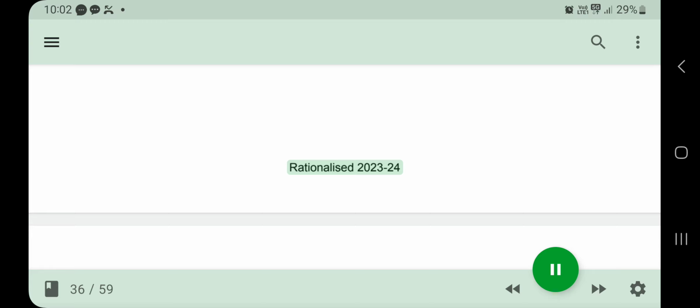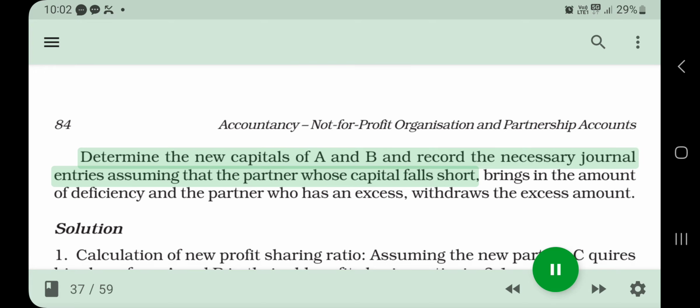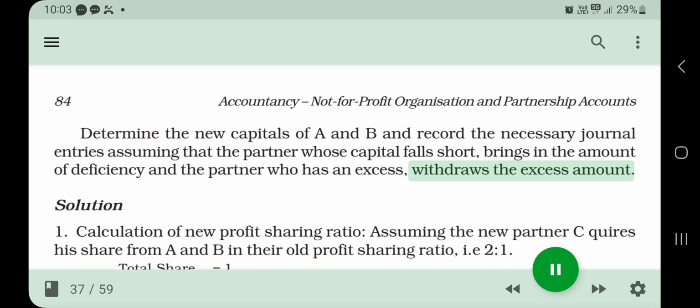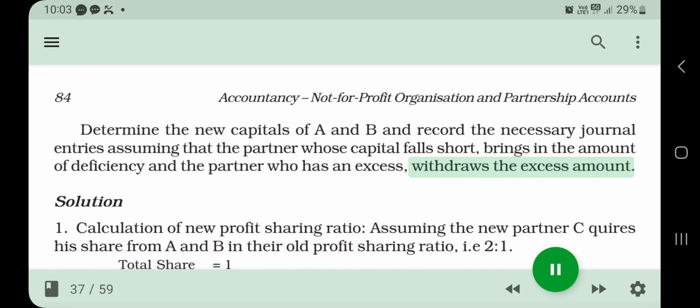Determine the new capitals of A and B and record the necessary journal entries, assuming that the partner whose capital falls short brings in the amount of deficiency and the partner who has an excess withdraws the excess amount.